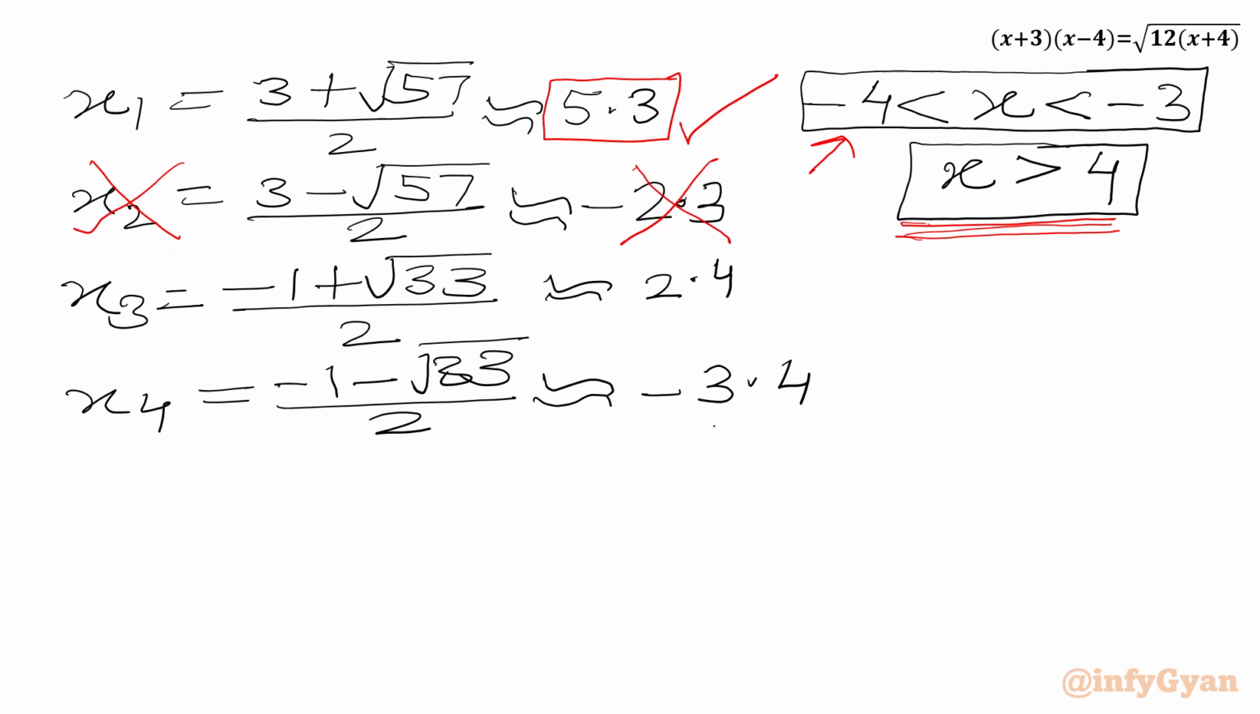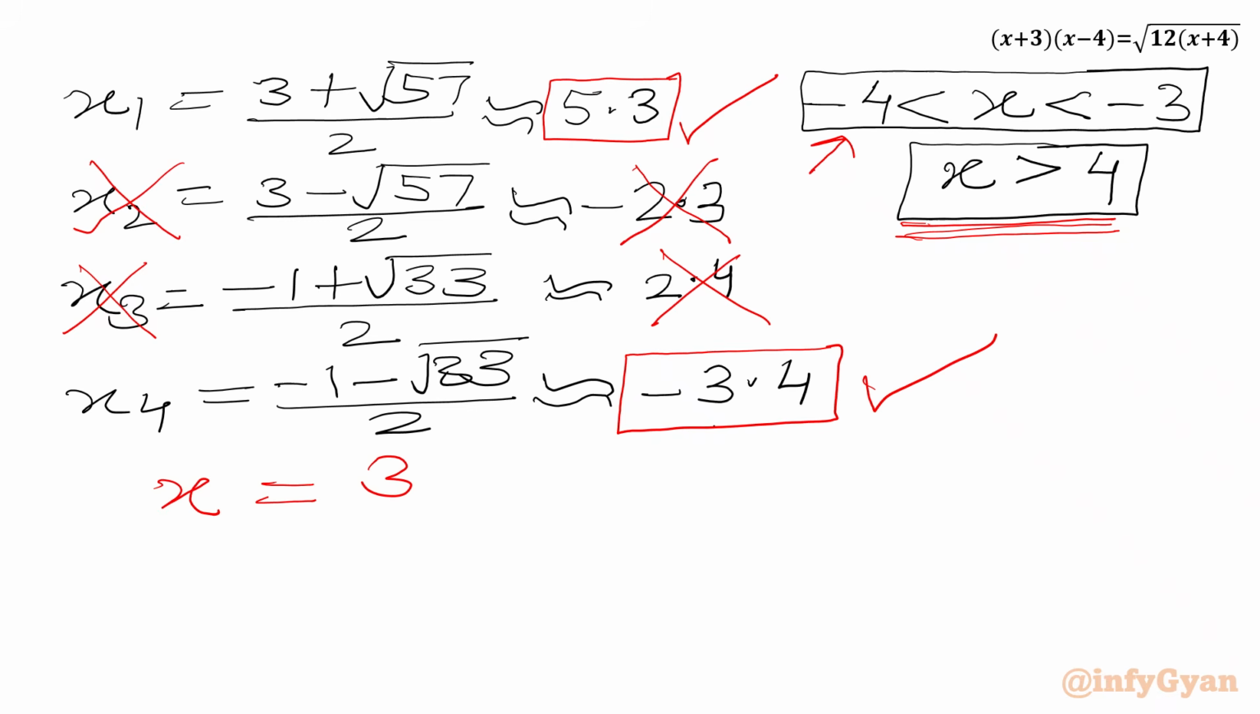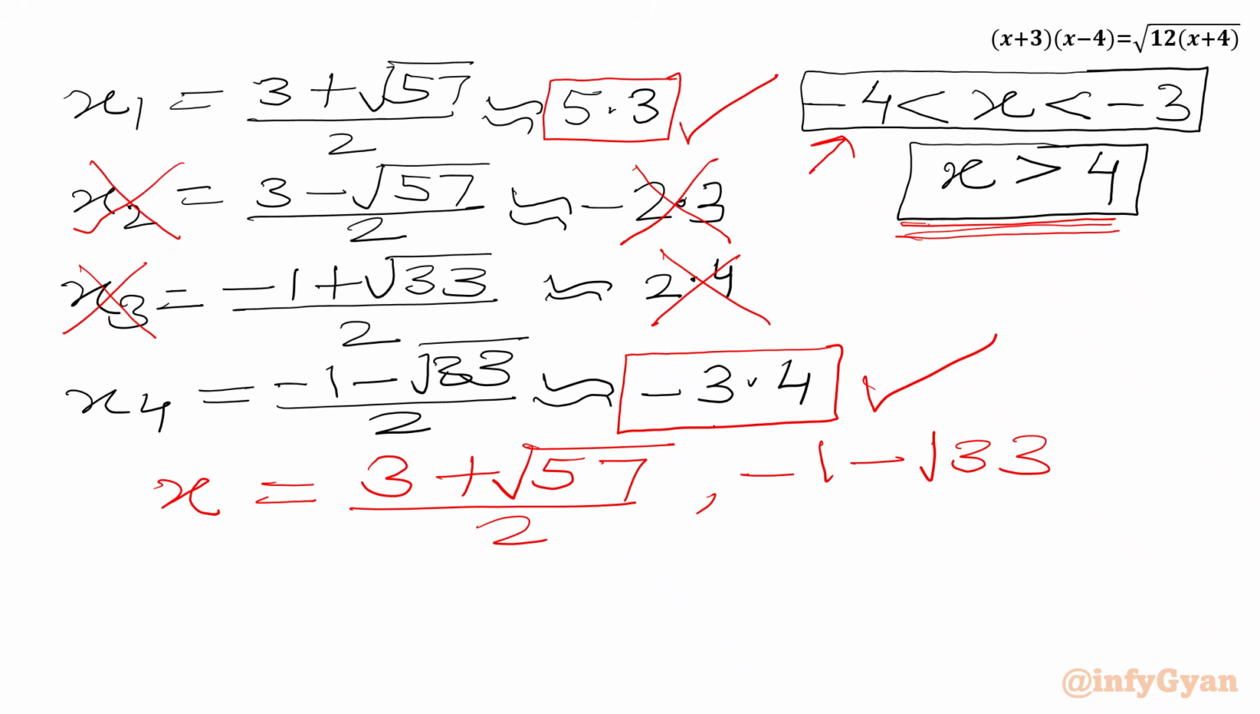2.4, this is again less than 4, so we are going to reject x3 also. x4 is -3.4, which is in the interval -4 to -3. So we have to accept these two solutions. So I will write here x will be equal to 3 plus square root 57 over 2 and -1 minus square root 33 over 2. So we have two real solutions only.